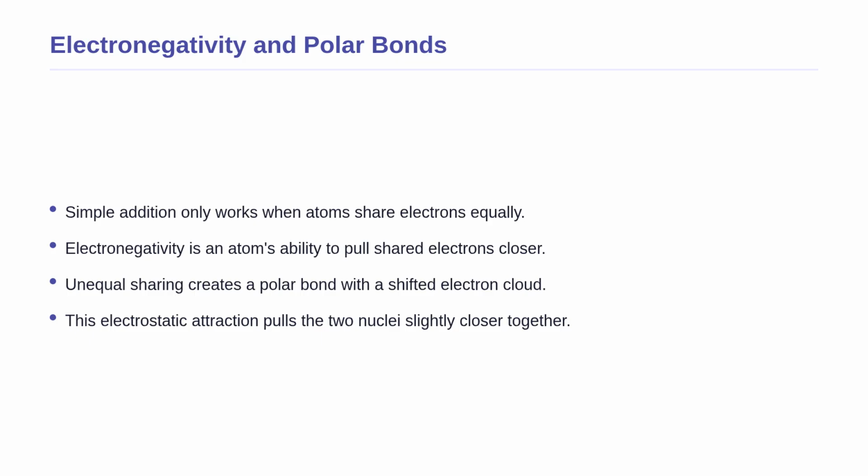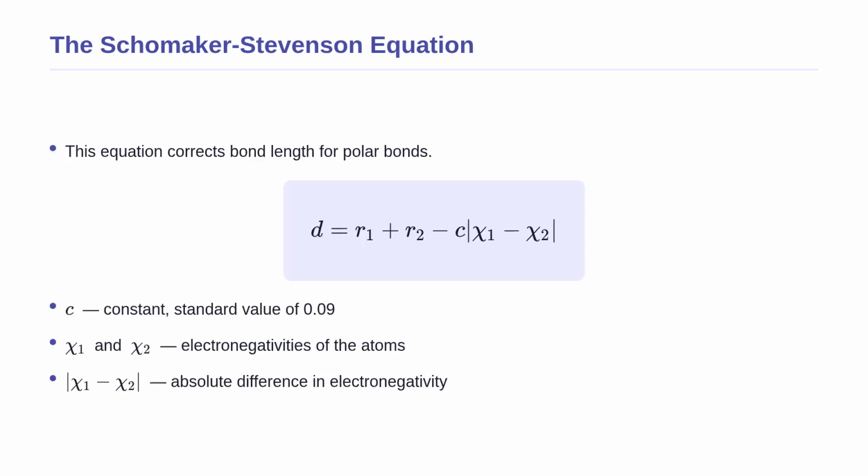The bond shrinks. To account for this shrinking effect in polar bonds, scientists use the Shoemaker-Stephenson equation. Conceptually, it takes a simple addition and subtracts a correction factor based on how unequal the sharing is. Let us look at the symbols. The letter C is a constant, usually given a value of 0.09. The Greek letters chi1 and chi2 represent the electronegativities of the two atoms. The vertical bars mean we take the absolute value of their difference. As the difference in electronegativity increases, the subtracted term gets larger. Physically, this means the more polar the bond, the shorter the bond length becomes.